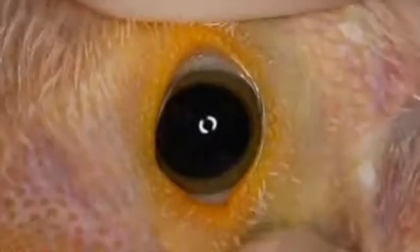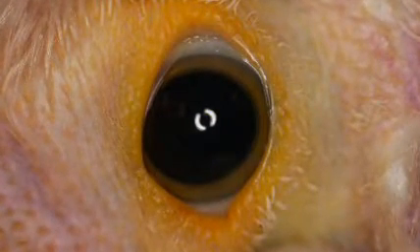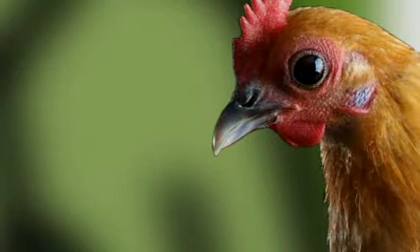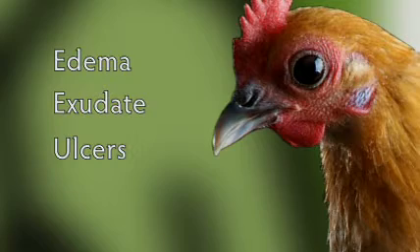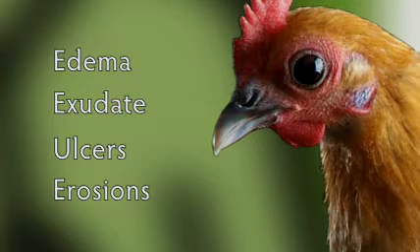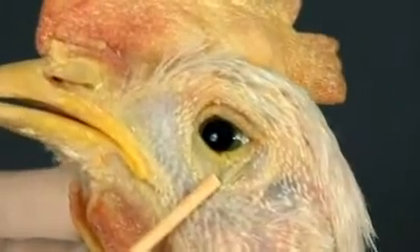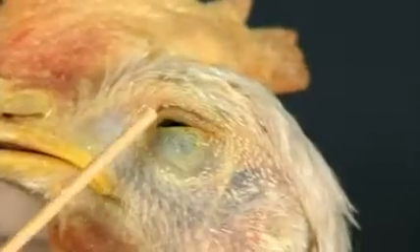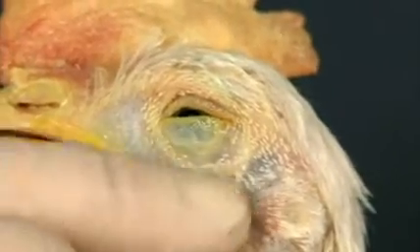The cornea should be clear and convex, and the sclera white. Look for abnormalities like corneal opacities caused by edema, exudate, ulcers, or erosions. Neovascularization can result from inflammation and healing. The pupil should be round and the iris uniform in shape and color.